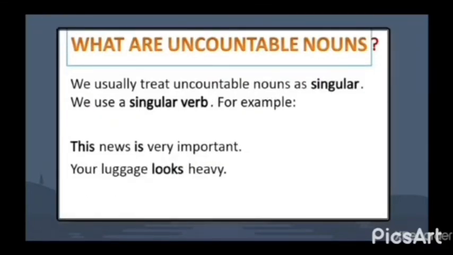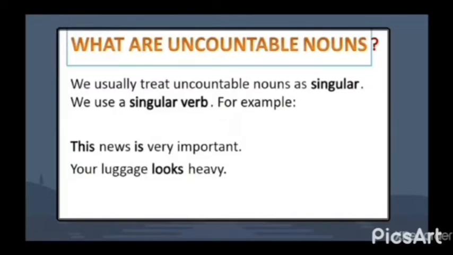We usually treat uncountable nouns as singular. We use a singular verb. For example, this news is very important. Now see, news is singular in number. That is why we have used this and not these. That is why we have used is and not are. So since news is uncountable, we have used a singular verb. This news is very important.